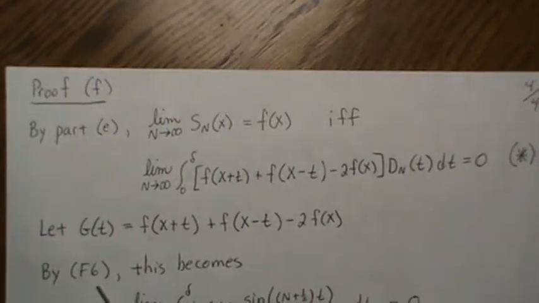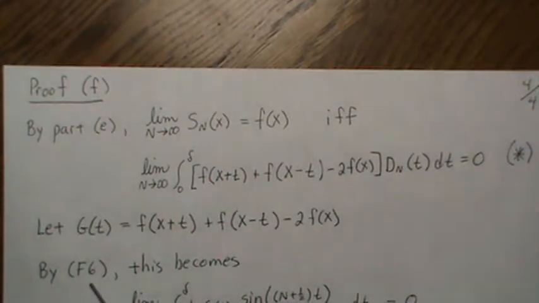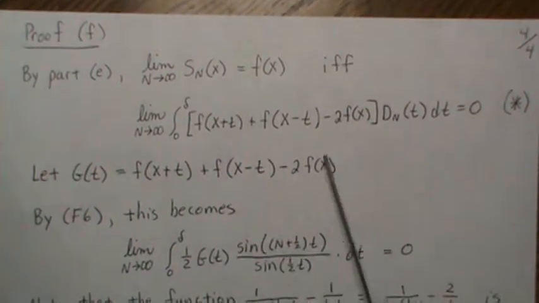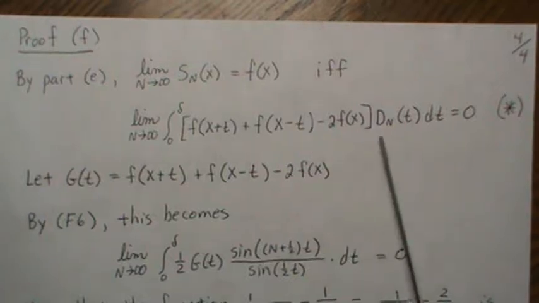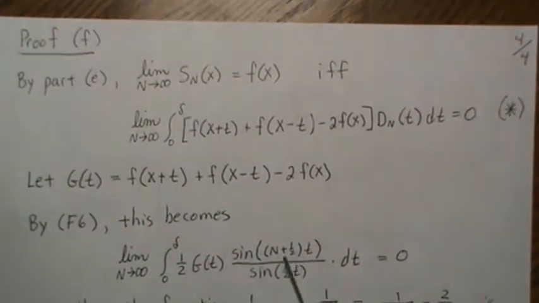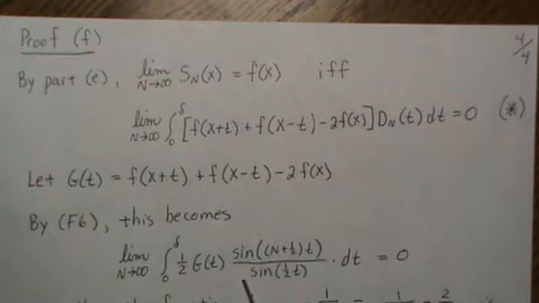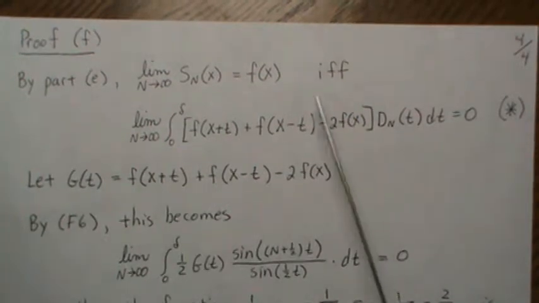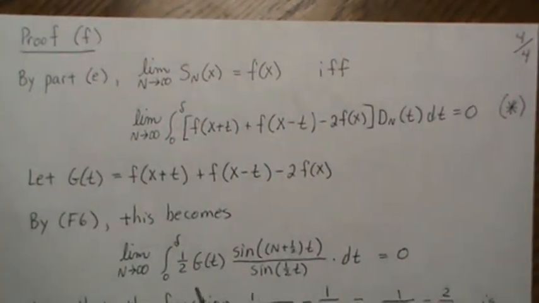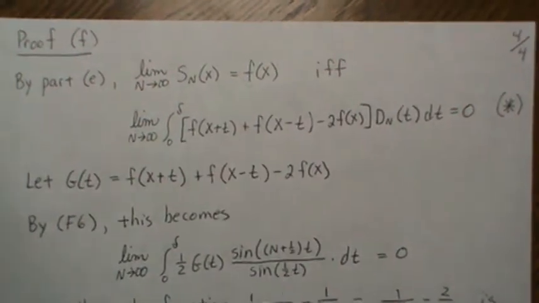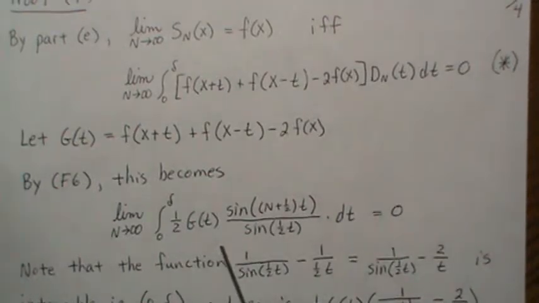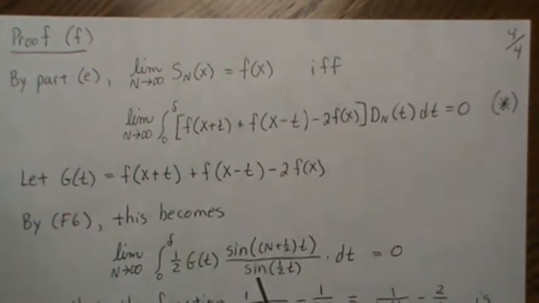Now, by F6, which is the Dirichlet kernel video, this becomes this. So if we put g in here, and that's the Dirichlet kernel, which is this sine over this sine. Of course, the 2 needs to go in there also. That we need to show this. So if this is 0, then it converges. I mean, if this is 0, it means the remainder is 0, this converges. So let's evaluate this function.